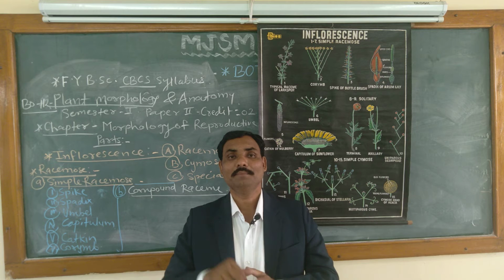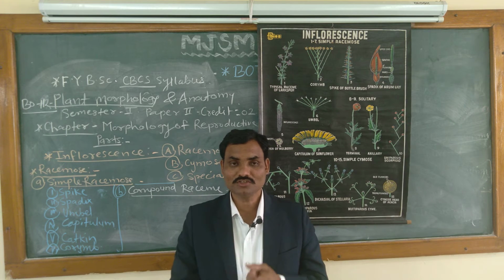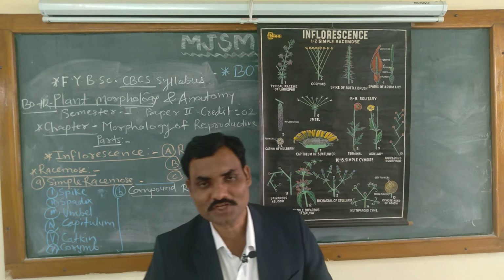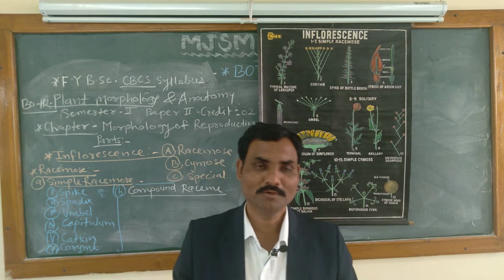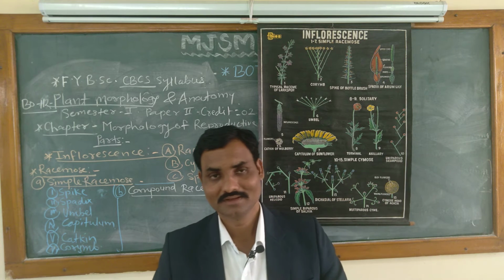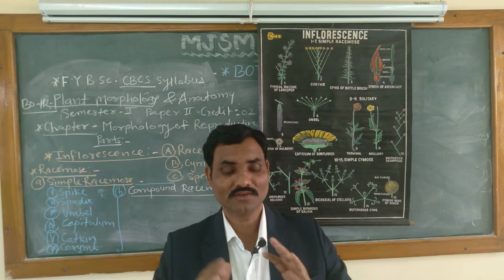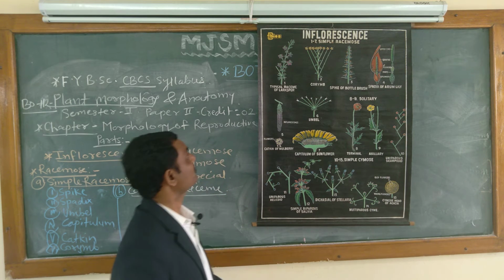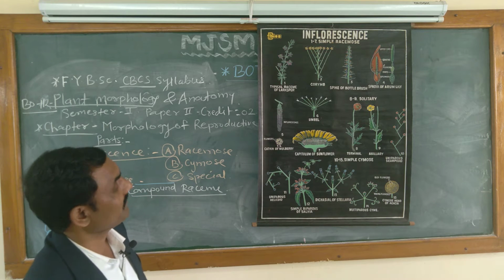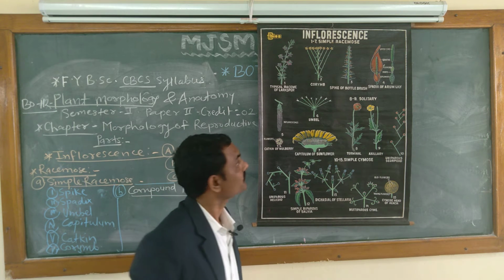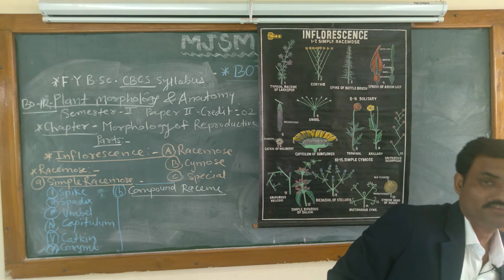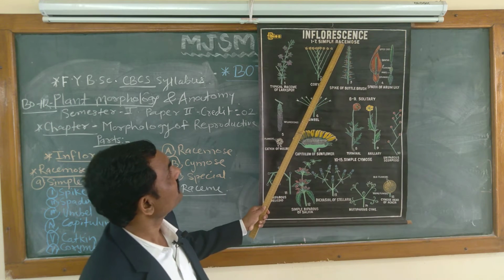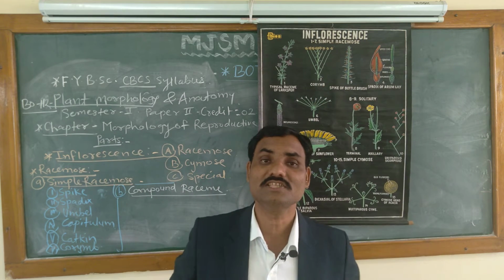There are mainly two types of inflorescence, that is racemose and cymose inflorescence. And the third type of inflorescence is a special type, means that special type of inflorescence shows characters of both inflorescences. Today we are going to learn about racemose inflorescence. See, this is the chart of the racemose inflorescence. Then which are the different characteristics of this inflorescence?